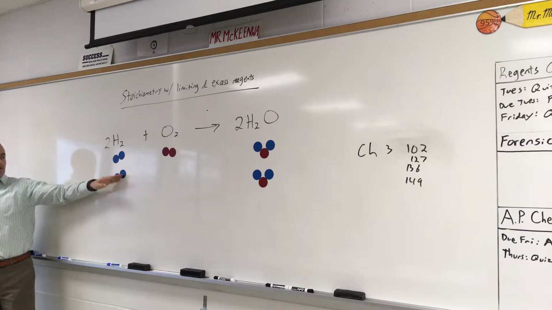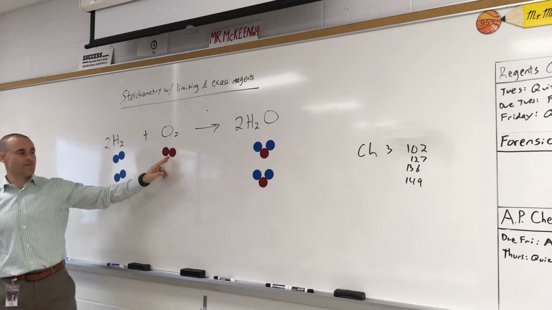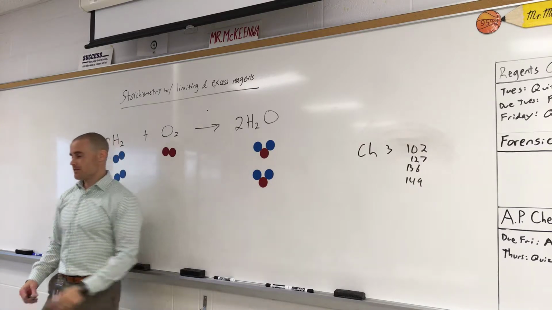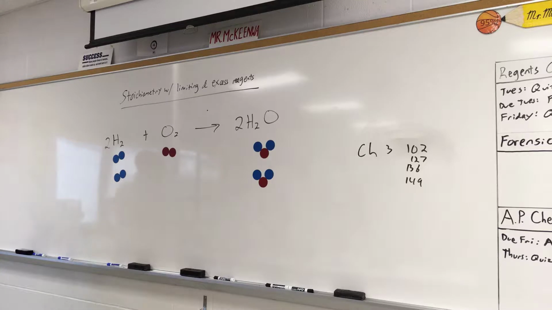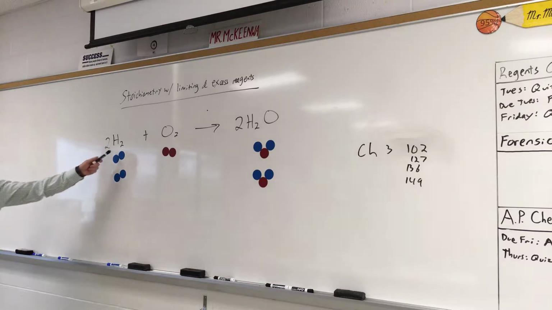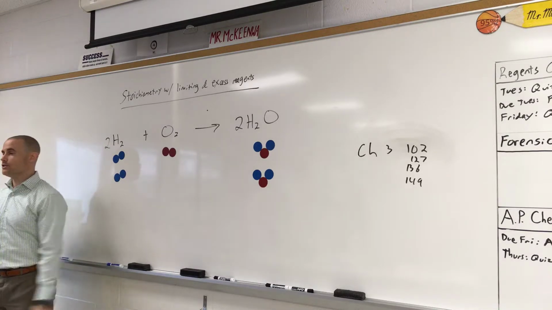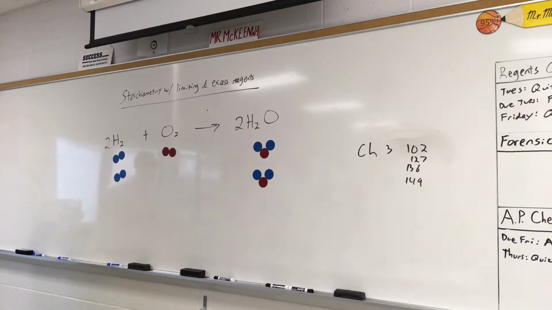If you have 2 moles of this and 1 mole of that, it makes 2 moles of this. Which reactant is limiting? Which one is excess? Just by looking at the magnets. Don't say it out loud, think. Which one is going to be completely used up and which one's going to be excess?